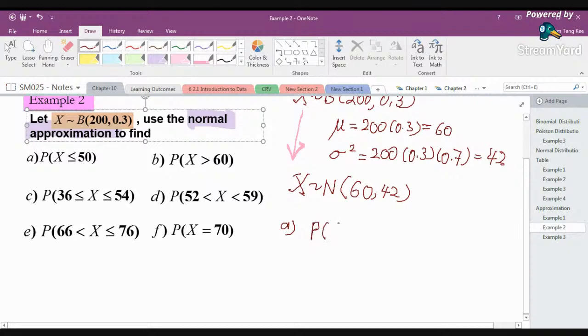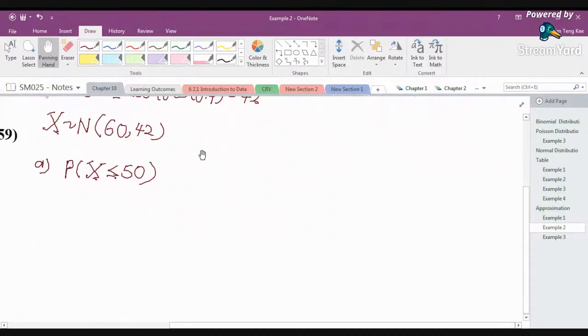We have our X less than or equal to 50, so we want to find the probability. Now, don't just stop at continuity corrections; we want to find the probability for this case here. So for part A, if I have the case of X less than or equal to 50, guys and girls, take notes. You must first begin with your continuity corrections.